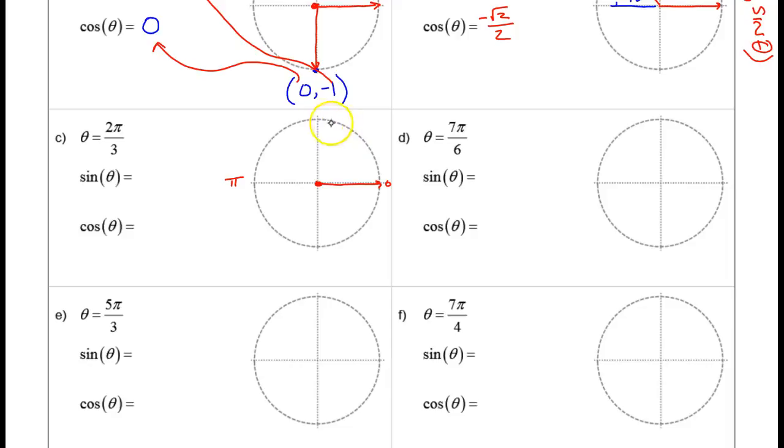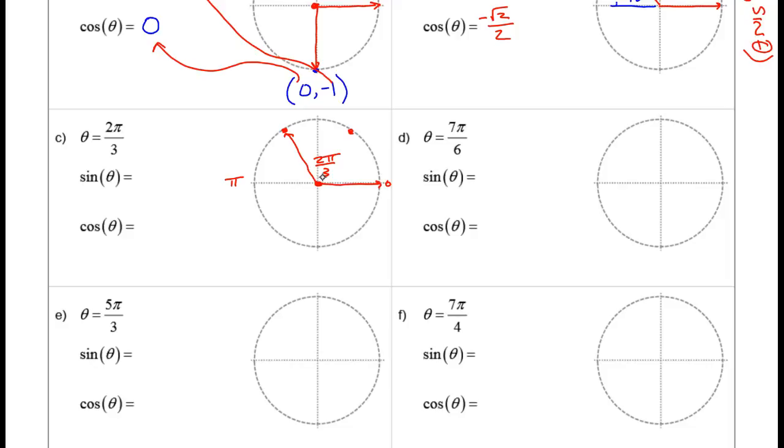So if I take this 1/2 rotation and I split it into thirds, 1/3, 2/3, that would give me 3/3. 2/3 is what I need for 2 pi over 3 radians. So that angle right there is 2 pi over 3.